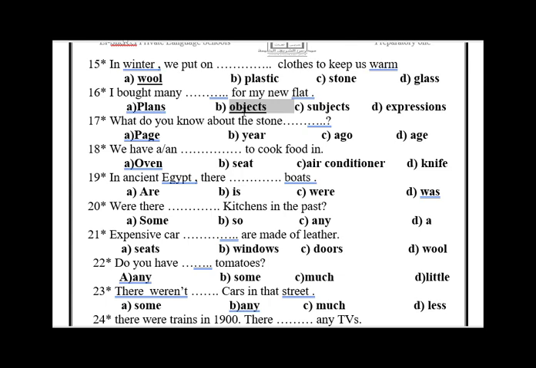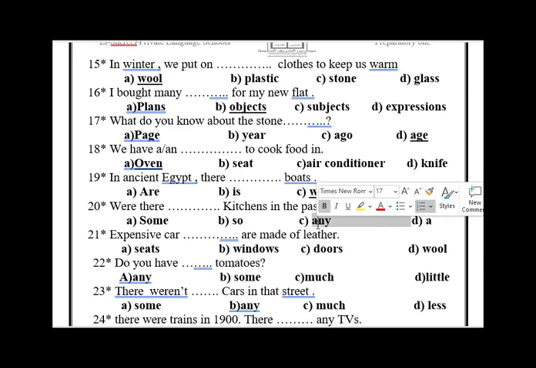Let's move to number 17. What do you know about the stone? Yes, the Stone Age. Number 18, we have our an to cook food in. So, an oven. 19, in ancient Egypt, there boats. Boats is a plural noun, so I must say there were pots. Number 20, were there kitchens in the past? So I use any for this.